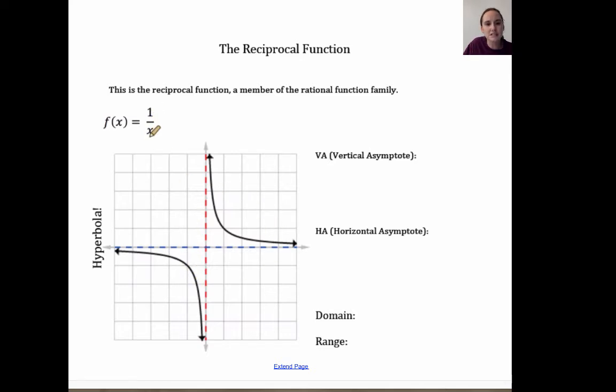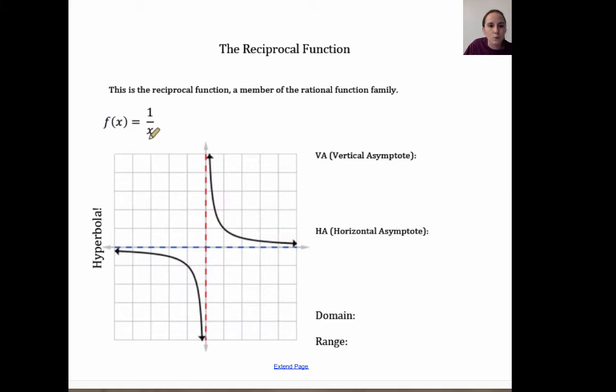So if I plug in 0 for x, the function is undefined because we cannot divide by 0. Therefore, we have nothing happening here. There is a vertical asymptote at x equals 0 here, and at y equals 0.